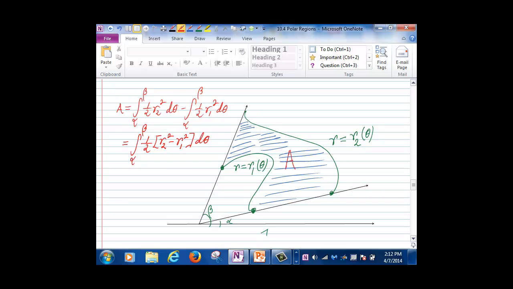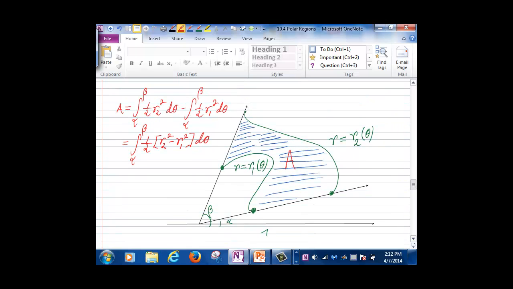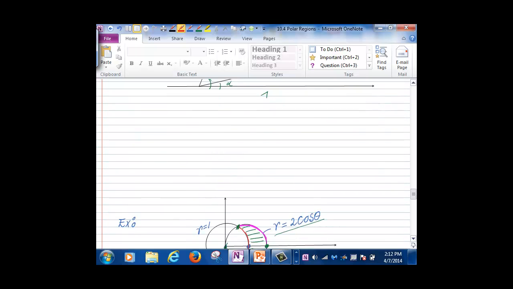Now sometimes in the exams students make the following mistake. Instead of writing R2 squared minus R1 squared, they will write R2 minus R1 whole squared. That's going to be a mistake. Everybody is clear on how to find the area. Now let's look at an example.